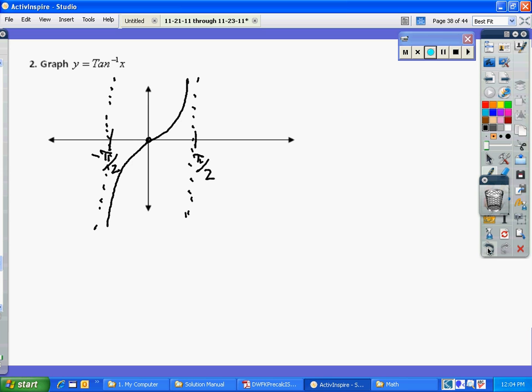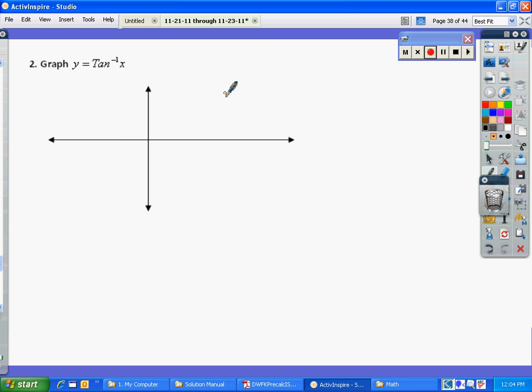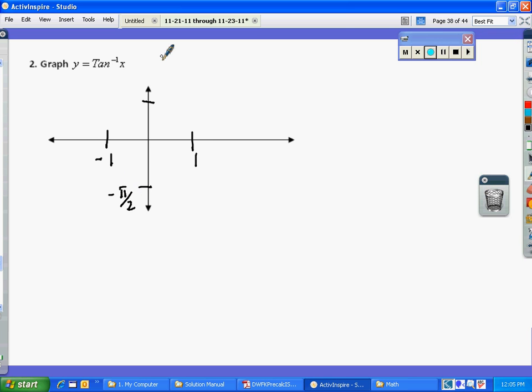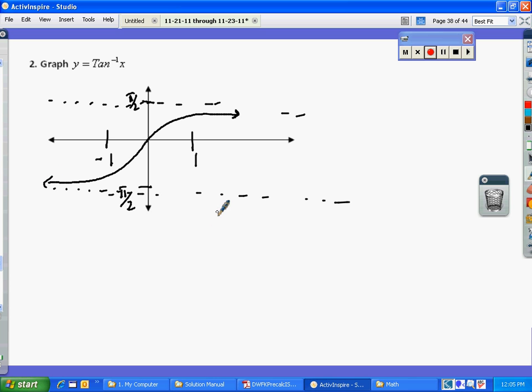And then when I do that, the axis also flipped. So now, instead of going from negative pi over 2 to pi over 2, I'm going to go from negative 1 to 1. And I'm going to go from negative pi over 2 to positive pi over 2. Okay, now your asymptotes now run horizontally. Okay, and now your graph is going to just be, imagine drawing it sideways, like this. Okay? Yes?